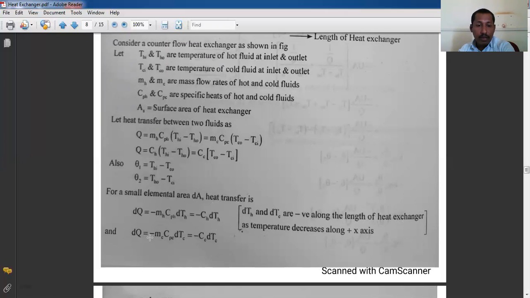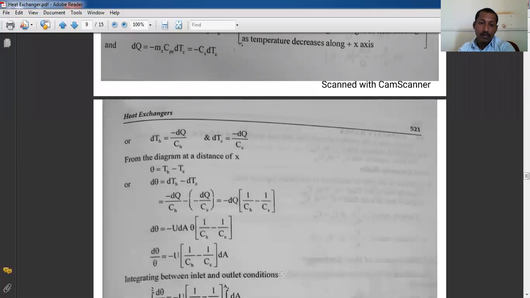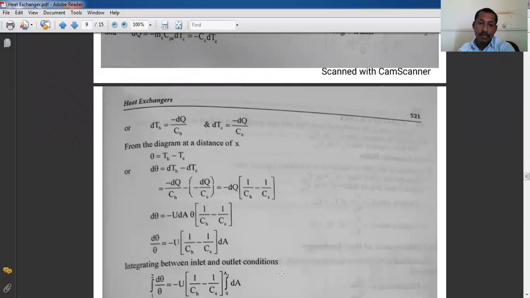Now dq is MhCph and McCpc for the hot fluid and cold fluid, written for an element. Now write dTh is equal to minus dq divided by Ch, dTc is equal to minus dq divided by Cc. Now theta is equal to Th minus Tc, so d theta is equal to dTh minus dTc. Substitute the values of dTh and dTc, with minus dq as the common term, 1 by Ch minus 1 by Cc. Now d theta is equal to minus U dA theta into (1 by Ch minus 1 by Cc), is the value you are getting.